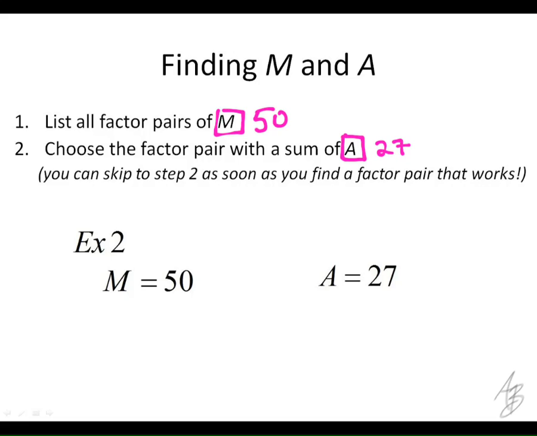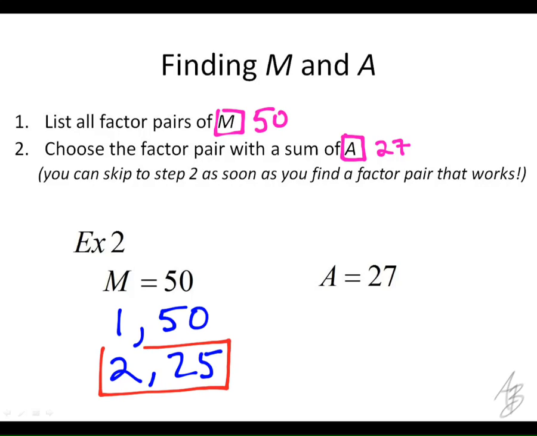So example 2 is the same thing as example 1, right? But I'm not going to do it quite the same. What I'm going to do is start listing the factor pairs of 50: 1 and 50, 2 and 27, and wow, how about 2 and 25? And then I'm going to stop. Why do I stop here? Because that's the answer. So once you get the factor pair that works, just put a box around it and you're done.